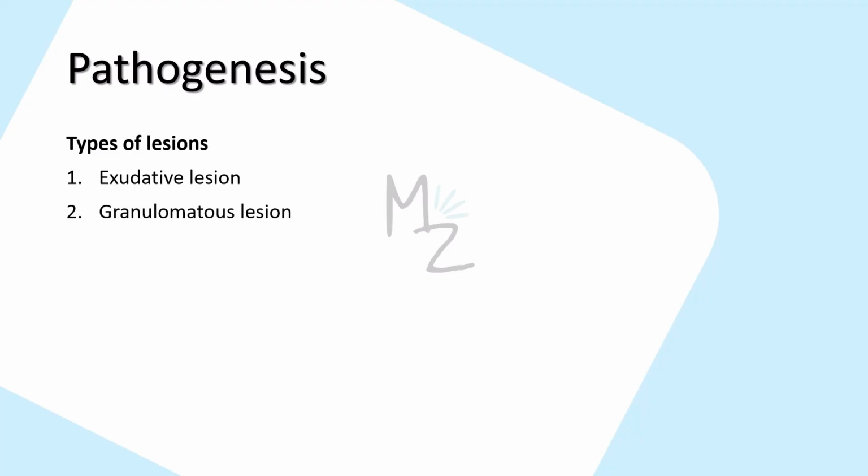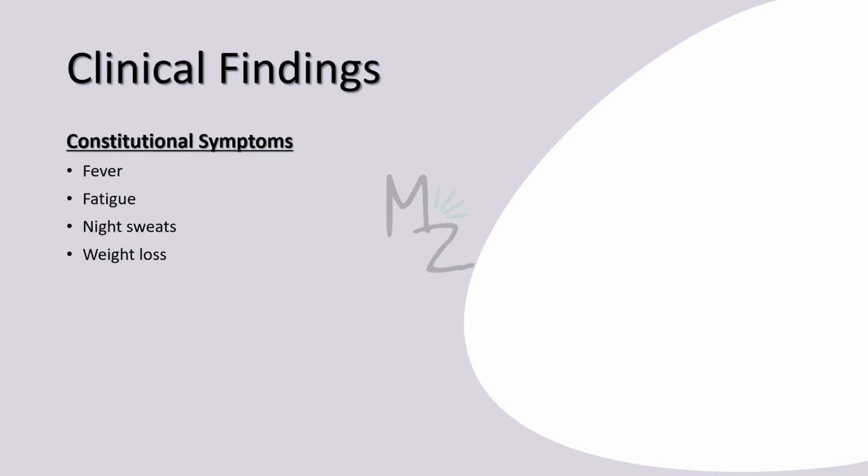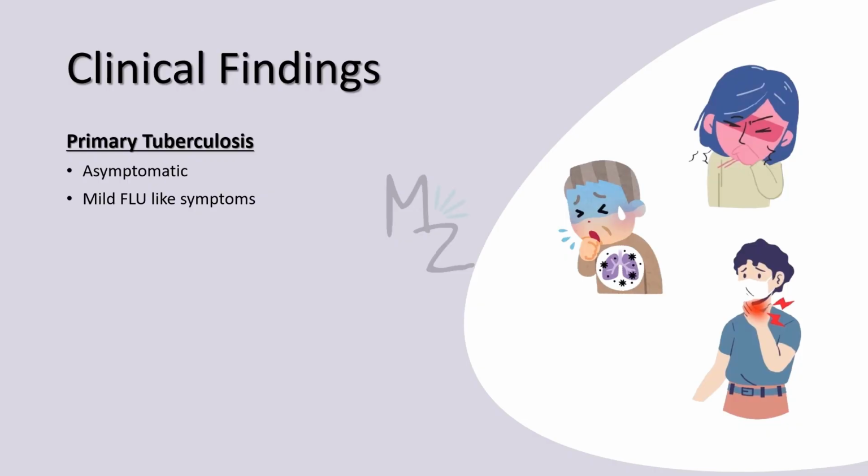These joint cells, called Langhans giant cells, are an important pathologic finding in tuberculous lesions. Clinical findings. Clinical findings are varied, and many organs can be involved. Constitutional symptoms, such as fever, fatigue, night sweats, and weight loss, are common. Primary tuberculosis is asymptomatic, or if some people show symptoms, they'll show mild flu-like symptoms.